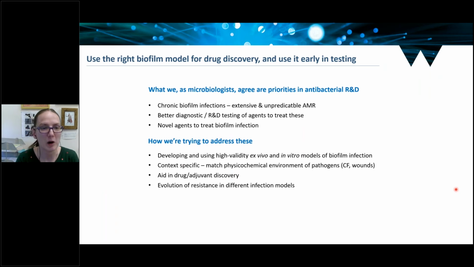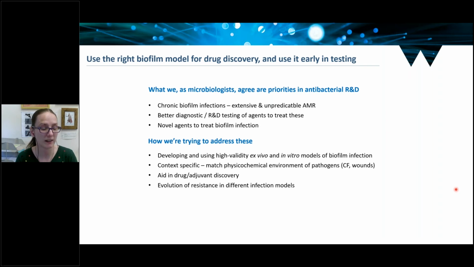So just to sum up, I think as microbiologists, we can agree that there are certain big priorities in antibacterial research and development. We know that chronic biofilm infections have extensive and quite unpredictable antibiotic resistance and tolerance profiles, and we need better diagnostic assays and better R&D platforms to find agents to treat these infections. And we also need novel agents to treat biofilm infection. We need to reopen that pipeline.